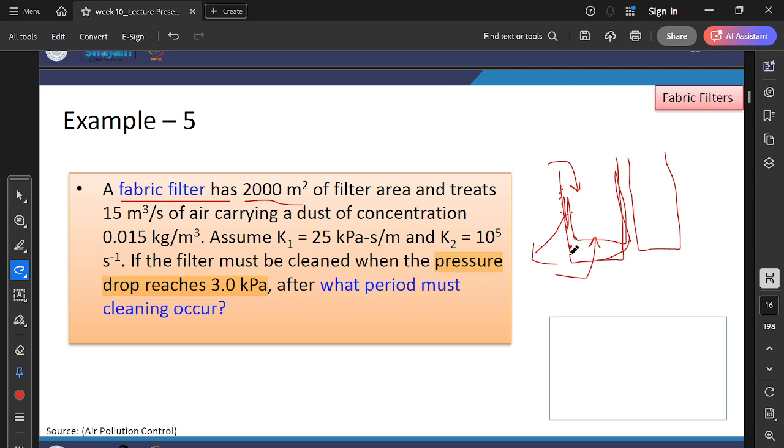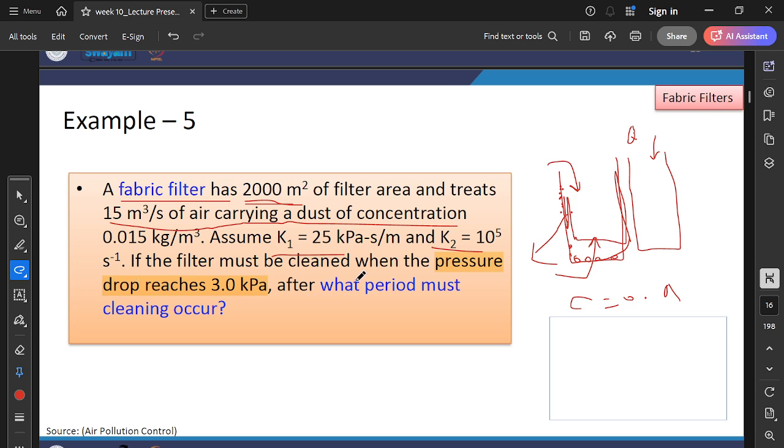But how big are the pores? That's the design principle. So it will be designed to find the number of fabric filters required. Okay, so they have given the question. The fabric filter has a filter area of 2000 meter square, and they have given 15 meter cube per second of air carrying dust. 15 meter cube per second is the flow rate Q they have given. The dust concentration is 0.015 kg per meter cube, and k1 and k2 are constants they have given.